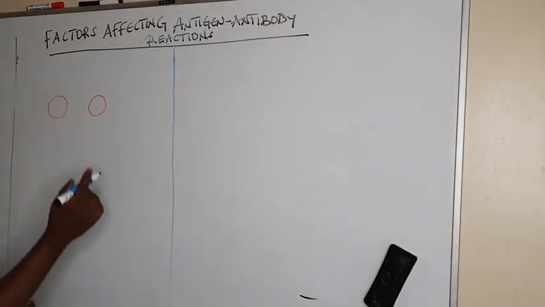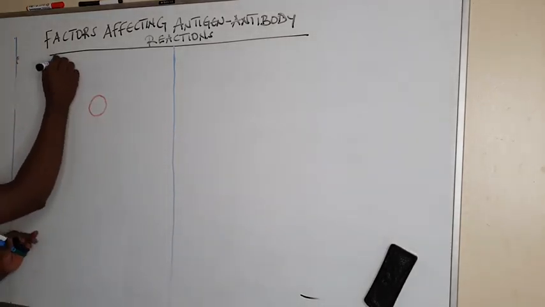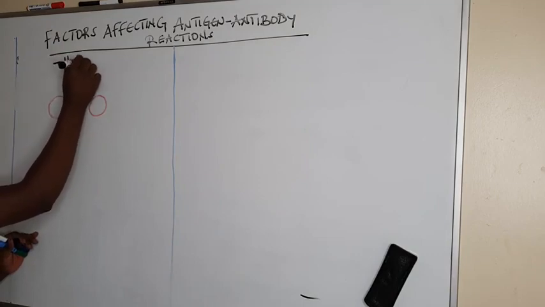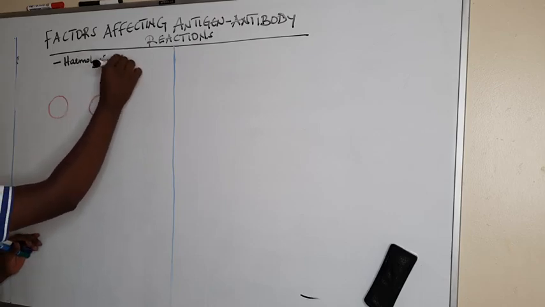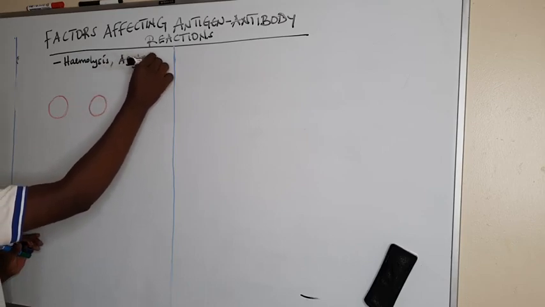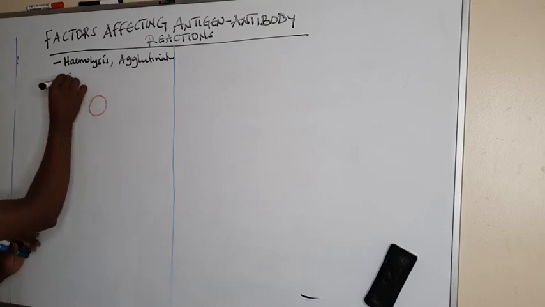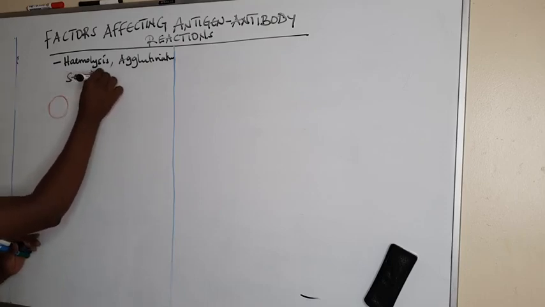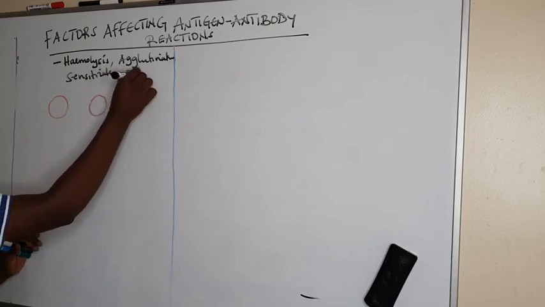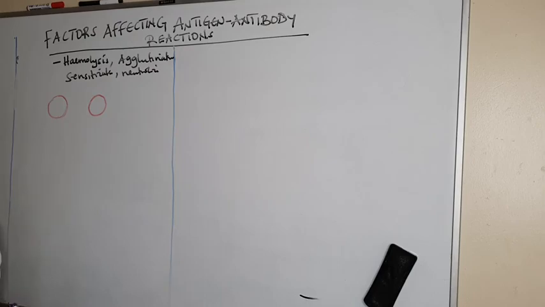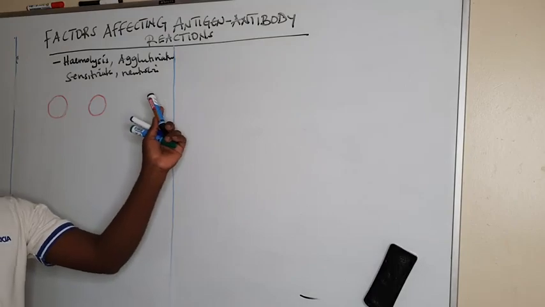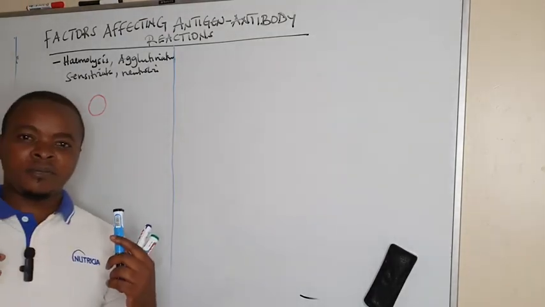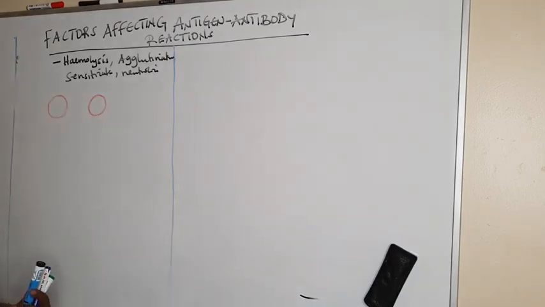So we're going to see the antigen-antibody reaction. Some of them we have what we call hemolysis, or agglutination, sensitization, neutralization, complement fixation, and so many others. Whereby hemolysis or agglutination is brought about by antigen-antibody reaction, whereby they bring cross-linkage.